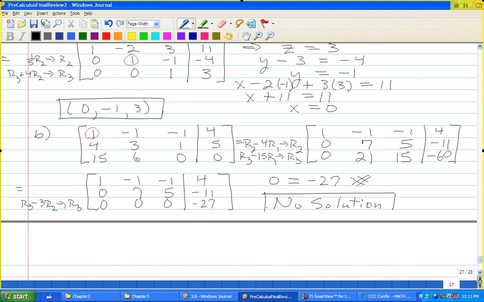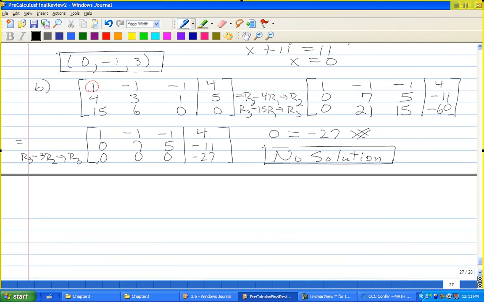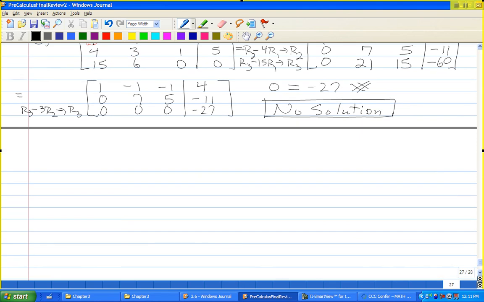This system of equations has no solution. Okay. C.